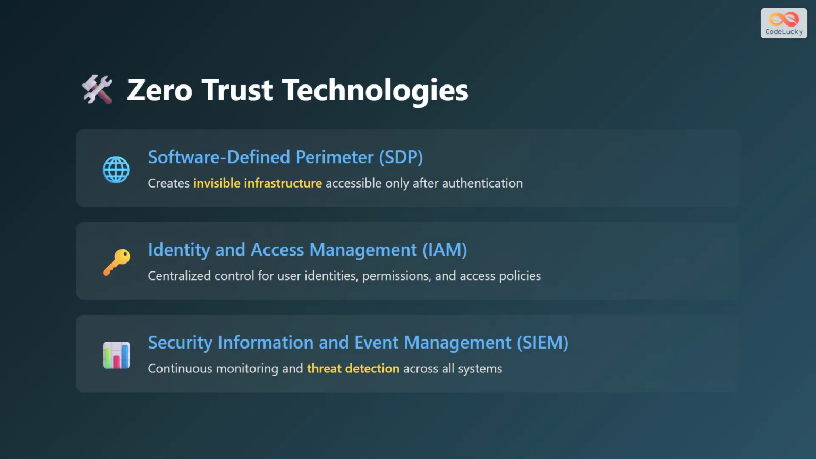Several key technologies enable Zero Trust implementation. Software-defined perimeter, or SDP, creates invisible infrastructure that's only accessible after proper authentication. Identity and Access Management, or IAM, provides centralized control for user identities, permissions, and access policies across your entire environment. Security Information and Event Management, or SIEM, enables continuous monitoring and threat detection across all systems, giving you real-time visibility into potential security incidents.